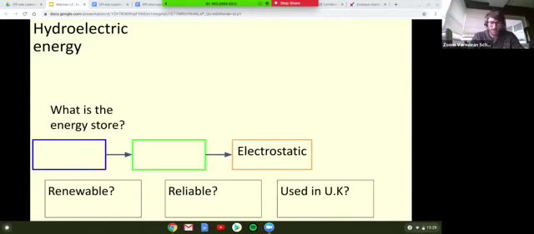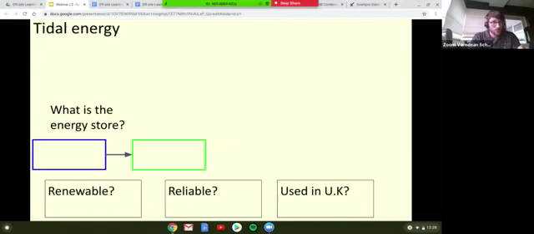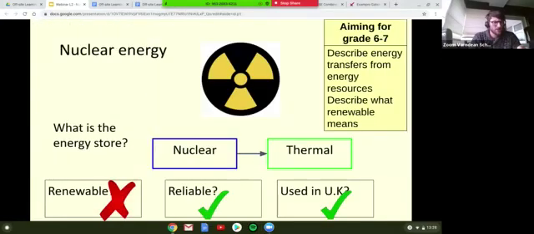So fantastic work there, guys. Really happy with that. And as I said, there's the rest of these energy resources which you need to be able to go through. And just a quick reminder of what the energy resources are.